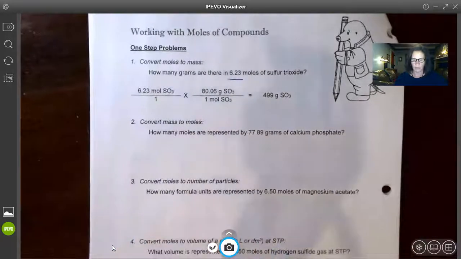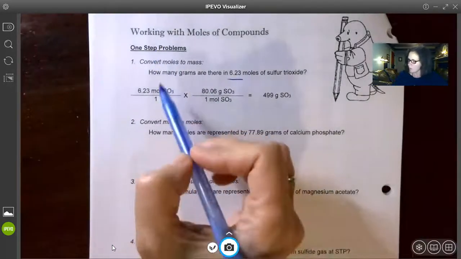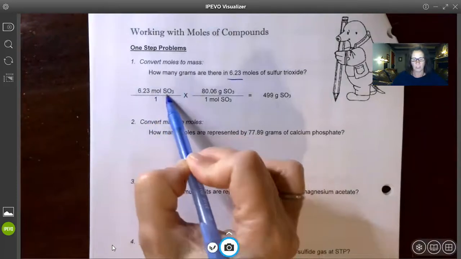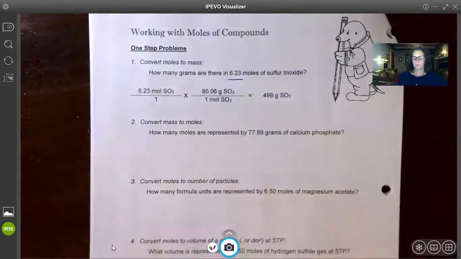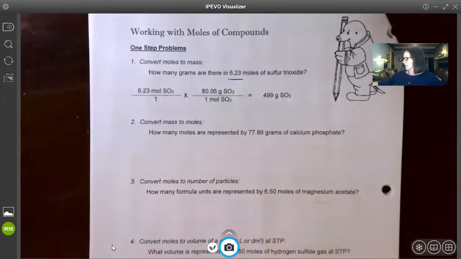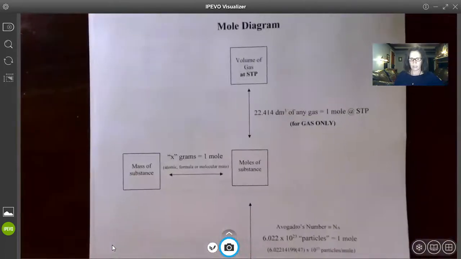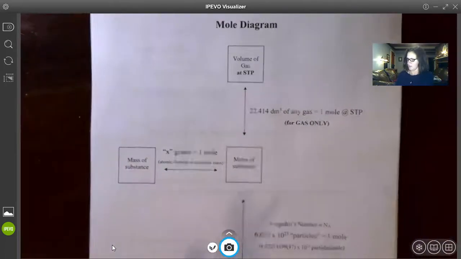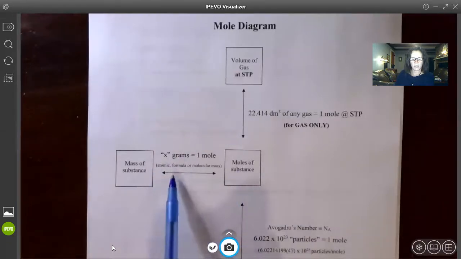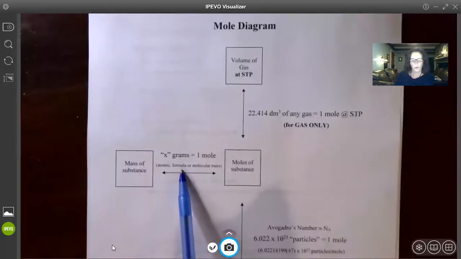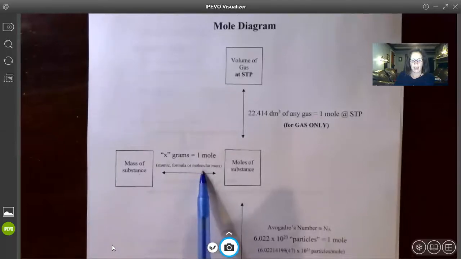Using our good problem solving and setup skills, we're going to write number, unit, and chemical in each portion of our calculation. Now, if we consult the mole diagram as a reminder, if I have moles and I want to get to mass, I'm going to follow this pathway from moles to mass. And my conversion factor is going to be either the atomic, formula, or molecular mass.